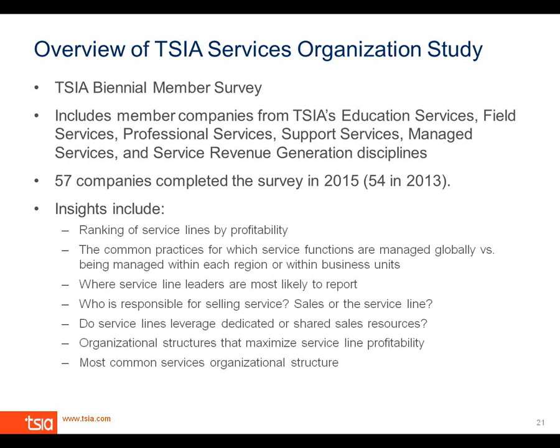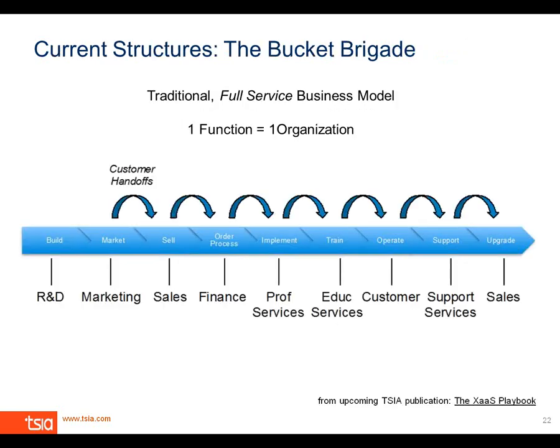If we could move to the next slide, it gives you a quick look at the current organizational construct that's in place today. First of all, this type of traditional full-service business model, at the end of the day, we like to say that it resembles a bucket brigade. It's typically sales and development led, and one function equals one organization, and each organization performs a task for the customer, and the customer ends up getting handed off between organizations throughout their life cycle.